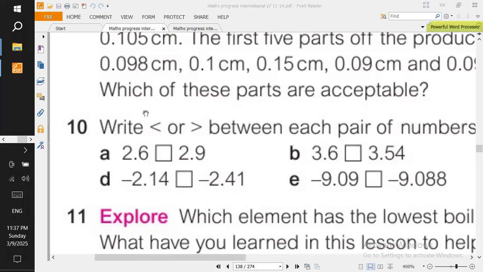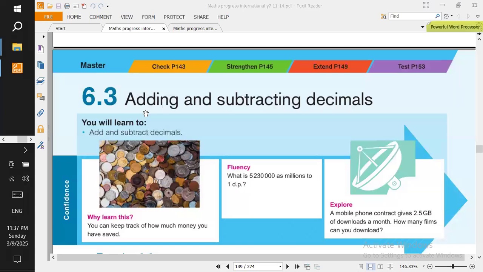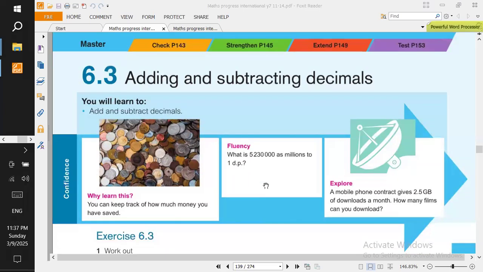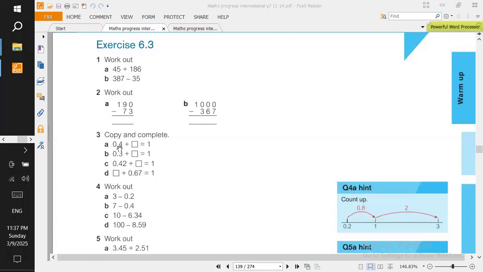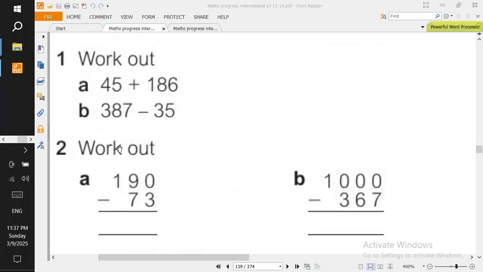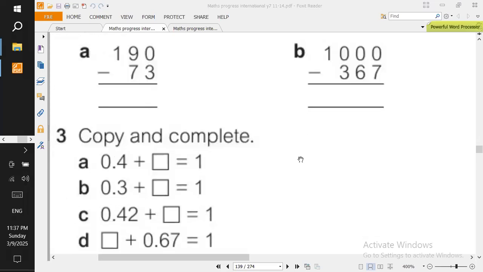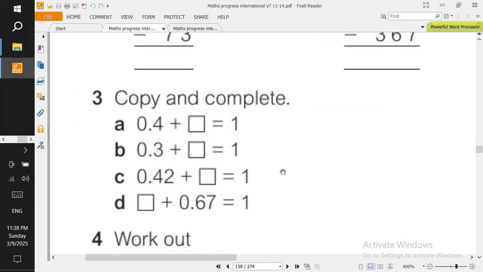Now let's move on to the next question. The next lesson is about adding and subtracting decimals. So let's take a look at some of the questions in adding and subtracting decimals. First, let's take a look at this one. These are normal addition and subtraction, we don't have to do it. Let's talk about these. 0.4 plus what equals 1.